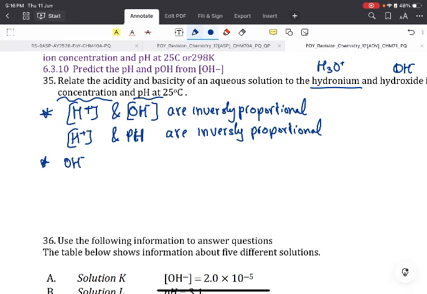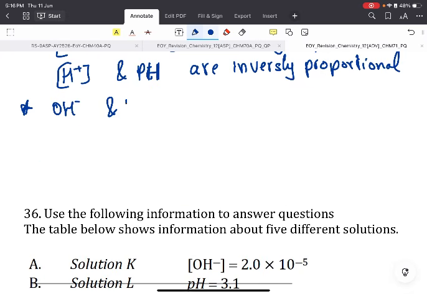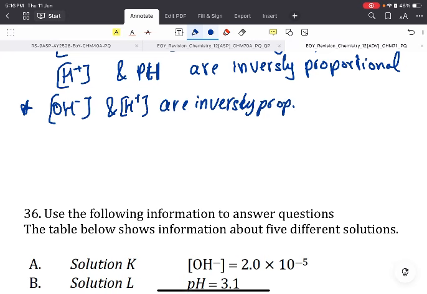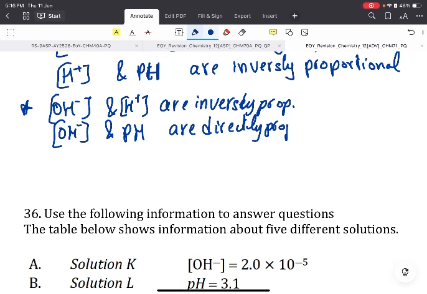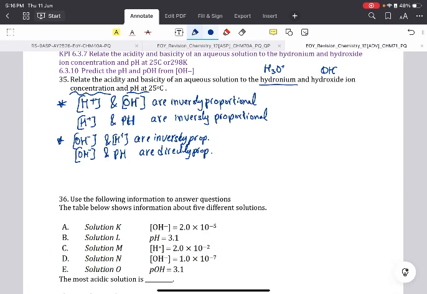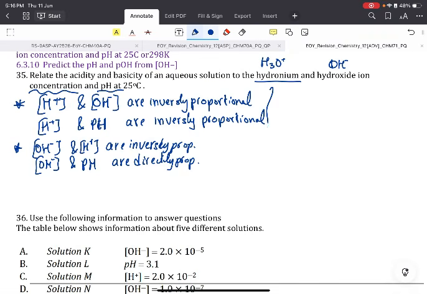Now, let's take the OH minus. Again, OH minus and H plus, as I mentioned, are inversely proportional. But OH minus and pH are directly proportional, meaning if OH minus increases, pH is going to increase. Now let's answer the question. How do they relate to the acidity?